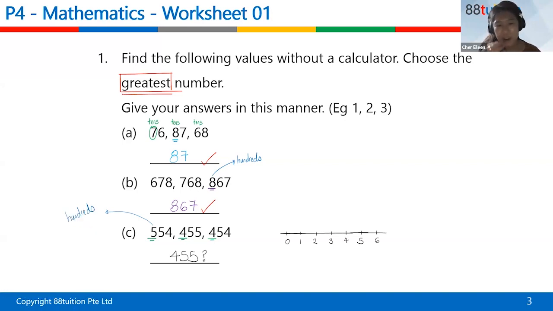Lucas, you unmute your mic already. Can you answer teacher? Are you there? Lucas? Okay. So part C, 554. Is it my greatest number?